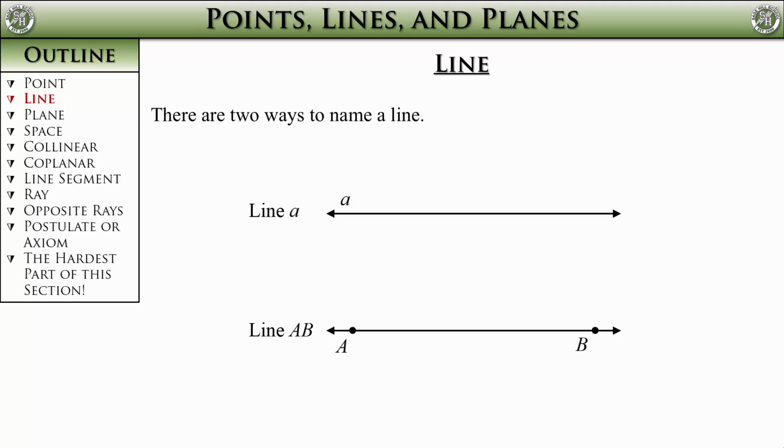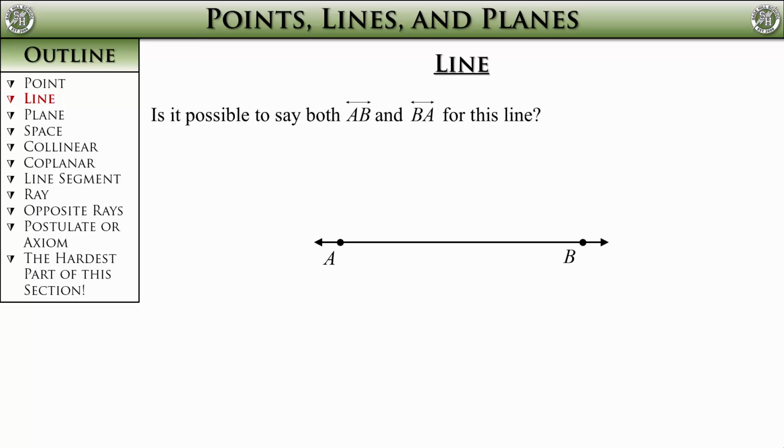However, we can actually go one step further. There's actually a symbol for a line. It looks like this. I would hate for you to get a hand cramp by writing out 4 letters, so this will save you from that. Notice that the symbol for a line also has 2 arrows on it. Without those arrows, it means something else. Most of the time, you will name a line with the bottom method and using the symbol. One last thing for a line. Do you think you can use either line AB or line BA for this line here? Both of them describe the same thing, so either is fine.